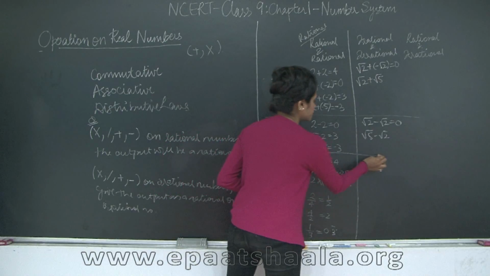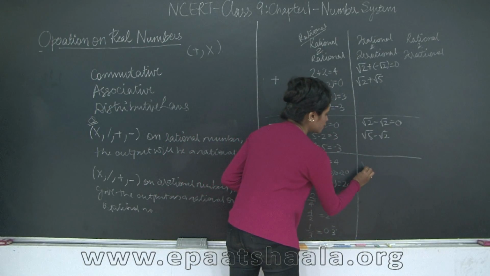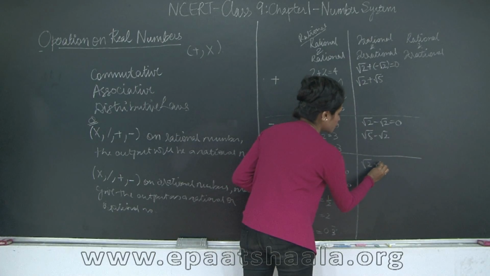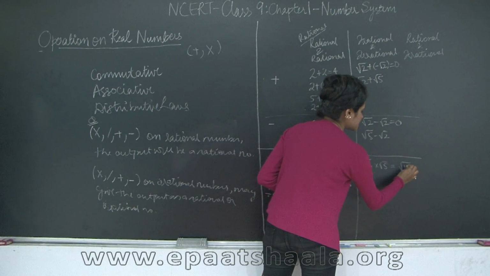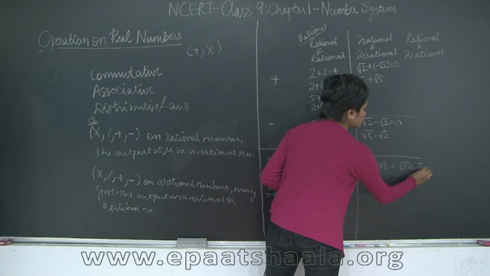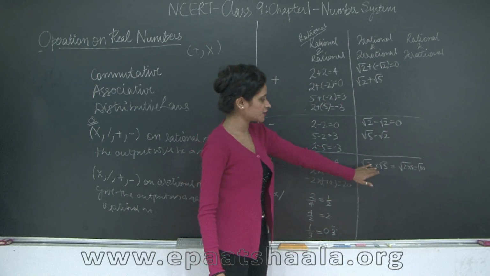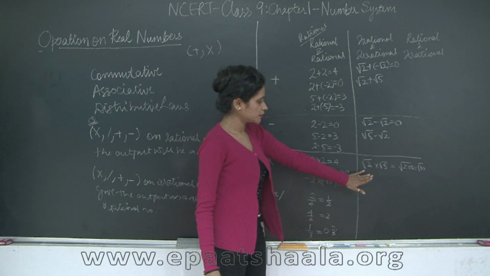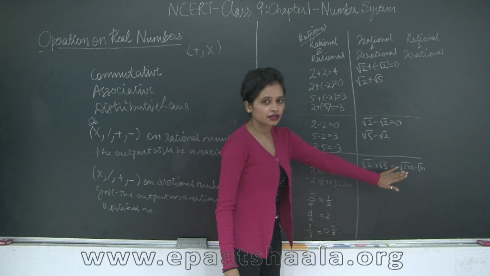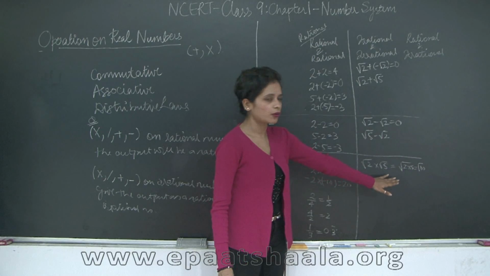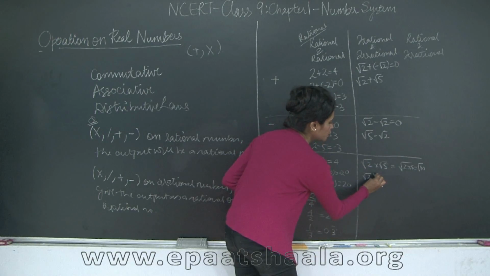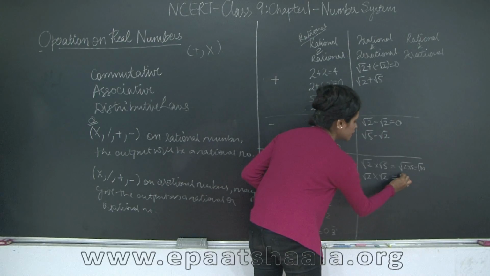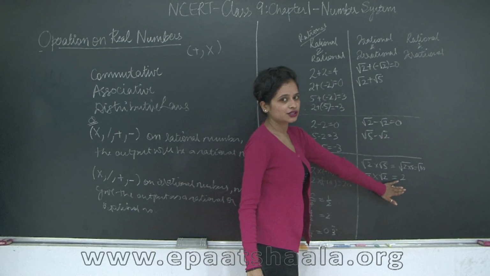How about multiplication? Let's say I take root 2 into root 5. It is giving me root 10. This is nothing but root of 2 into 5, which is root 10. So you see, for addition and subtraction you cannot combine these two terms, but for multiplication and also in division you can combine them under one root sign. So this is root 10, but how about root 2 into root 2? This is going to give me 2. So 2 is a rational number.